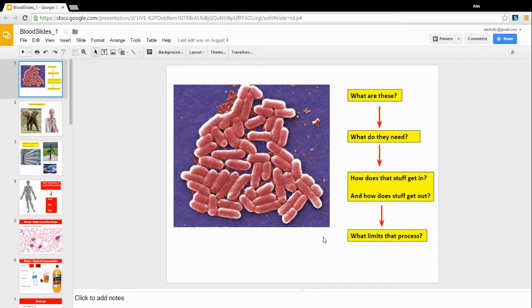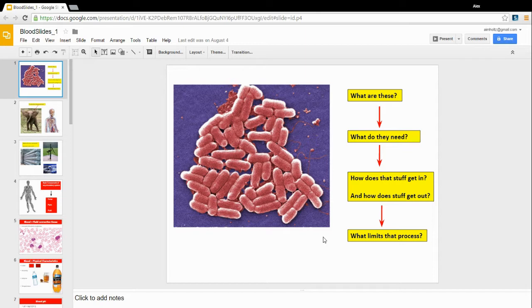But they're living cells. So they need oxygen. They need nutrients. They've got to get rid of wastes, carbon dioxide. And the question we got to answer is, how does that stuff come in and how does that stuff get out? And the answer is something you learned about quite a bit in AMP1. It's the process of diffusion. Stuff diffuses in and diffuses out.